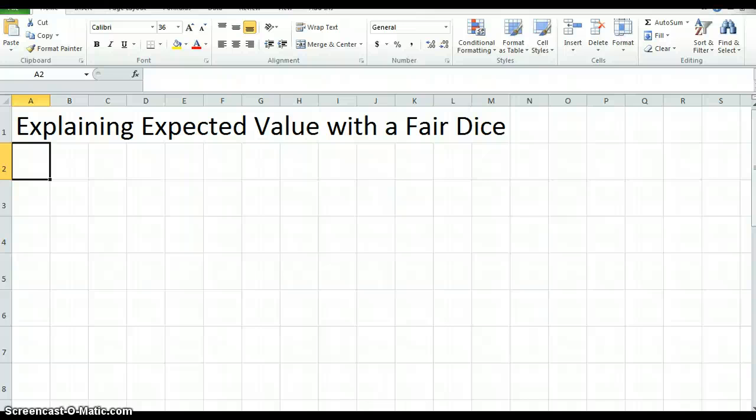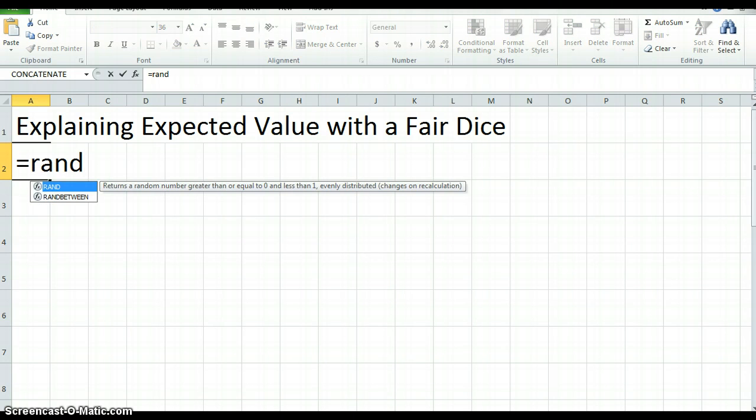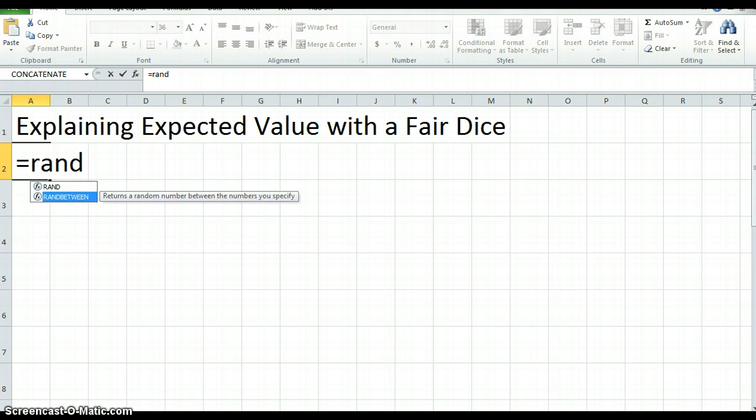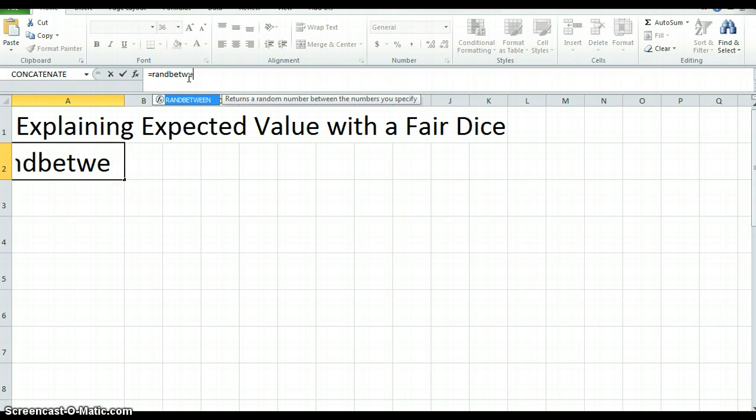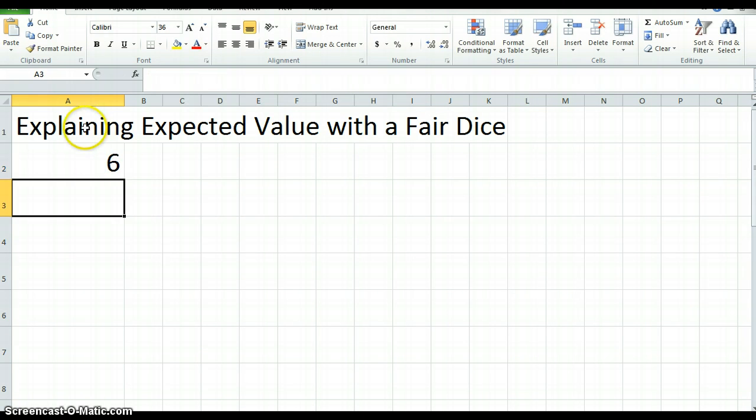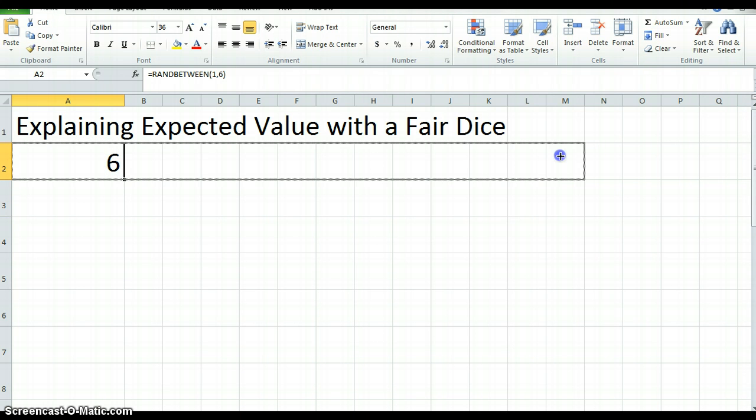So this is my attempt to explain expected value. What I'm going to do is a simulation, and the simulation has got to do with fair dice. So I'm going to go equals RAND BETWEEN, and I want to go, I think, 1 and 6, and we'll just test that. So I've got 6, okay, and I'm going to go across.